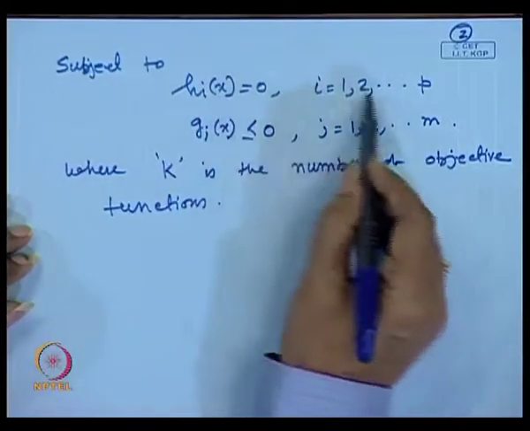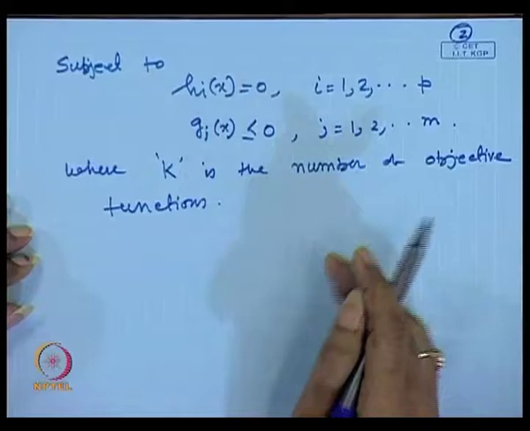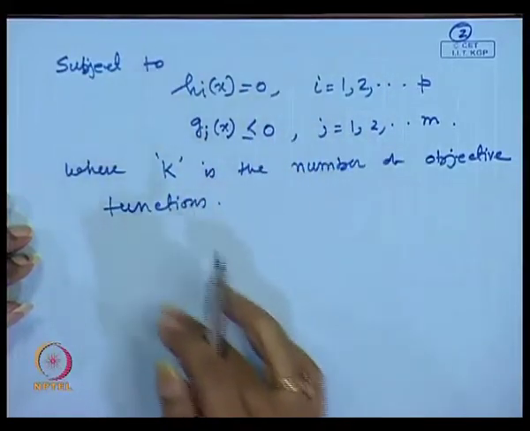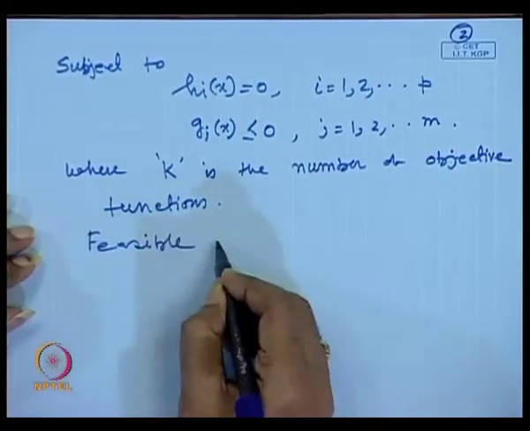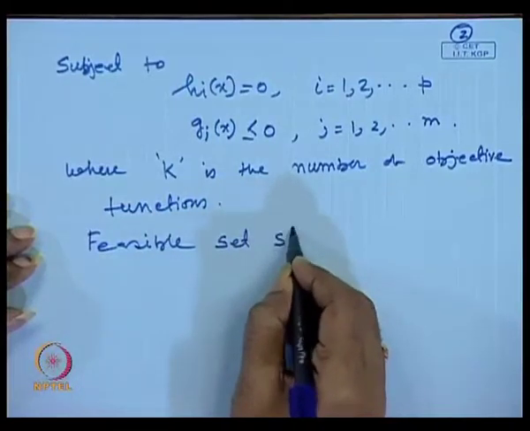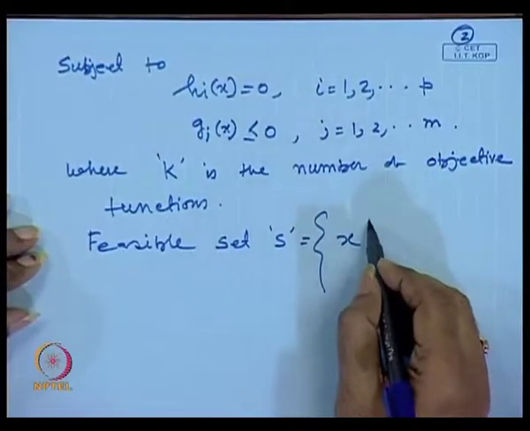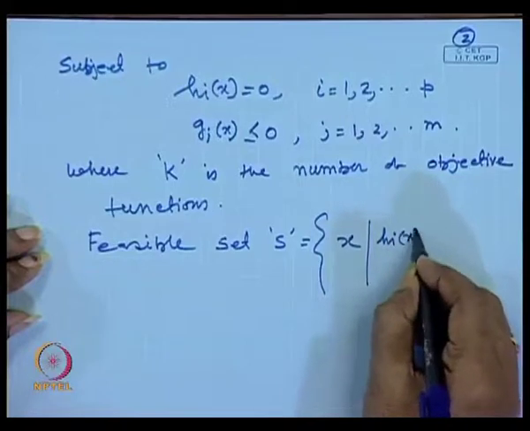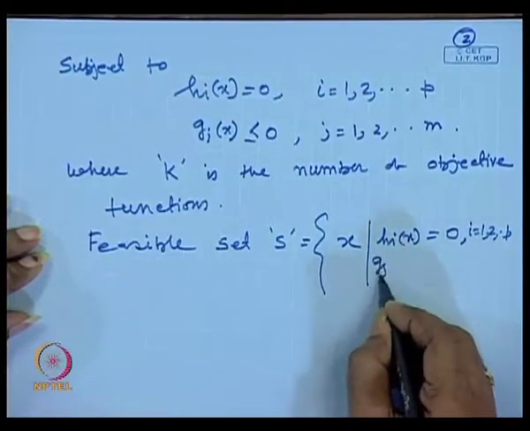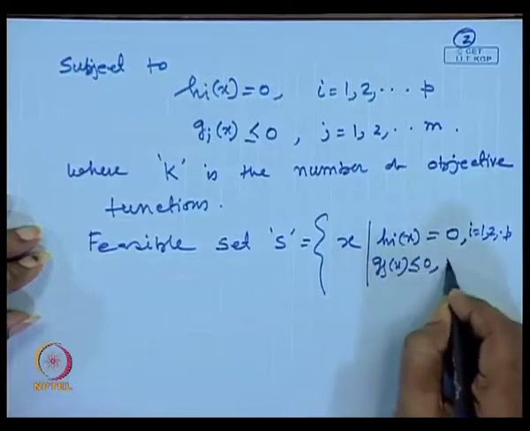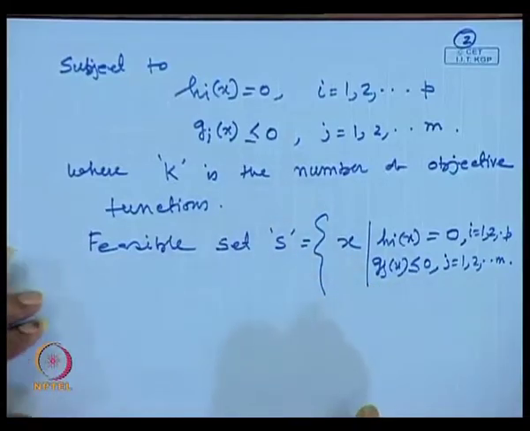So, from these p equality constraints and m inequality constraints, we will get the feasible region or feasible space. The feasible set or space is defined as x in the feasible region, where h i of x is equal to 0, i is equal to 1, 2, up to p, and g j of x less than or equal to 0, j is equal to 1, 2, up to m. So, S is the feasible set.